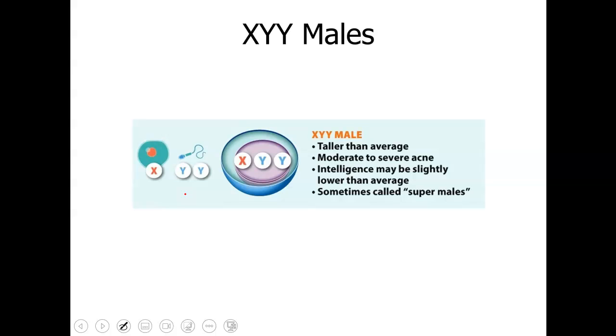Then you have the XYY males, and the egg's always going to have the X, and it's going to be the sperm that was carrying 2 Ys. And so these are going to be taller than average males. They have moderate to severe acne, especially in teenage years. Intelligence is sometimes going to be slightly lower than average, and they are sometimes referred to as super males. Or this has also been called the Johnny Bravo syndrome. And so with this, these are going to be your people who tend to be really athletic. They tend to be really good at sports. They're usually very muscular and have a lot of testosterone.